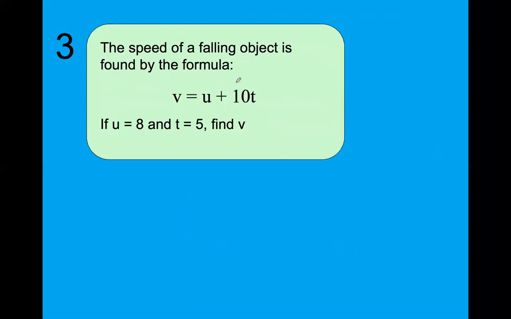Example number 3. The speed of a falling object is found by the formula v equals u plus 10t. If u equals 8 and t equals 5, find v. Again, we substitute. Let's write the formula as it is, v equals u plus 10t. It just helps when you substitute, if you rewrite the formula again. So v equals u, how much is u? It is 8. 8 plus 10 times 5. T is 5. Right, and then we do the multiplication first. This is 50. V equals 8 plus 50. V equals 58. Just leave it like that, 58.